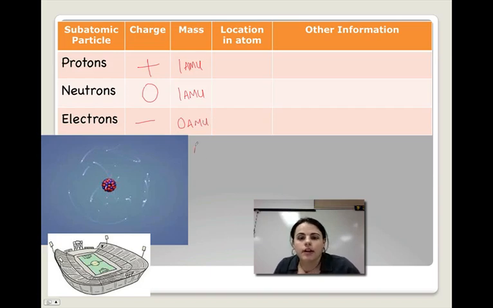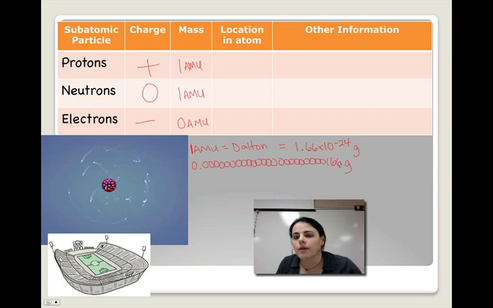Now, what the heck is an AMU? An AMU stands for an atomic mass unit. An atomic mass unit is also known as a Dalton, named after the scientist John Dalton. And 1 AMU is the same thing as 1.66 times 10 to the negative 24th grams. So if you can imagine me drawing that 2, 3, 4, 5, 6, 7, 8, 9, 10, 11, 12, 13, 14, 15, 16, 17, 18, 19, 20, 21, 22, 23, 166 grams. That's how small it is.